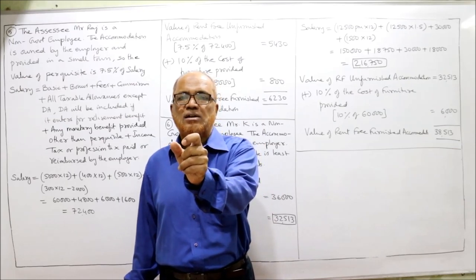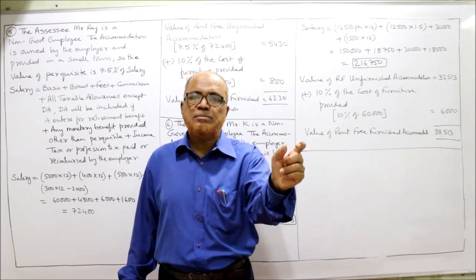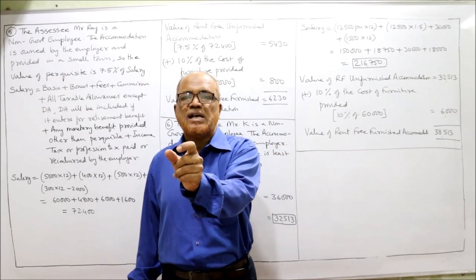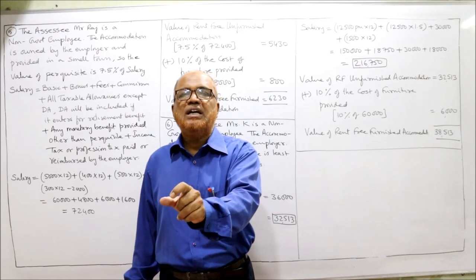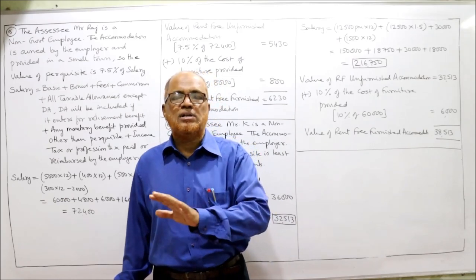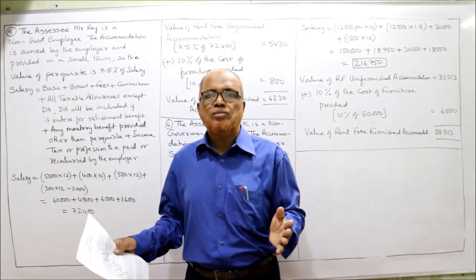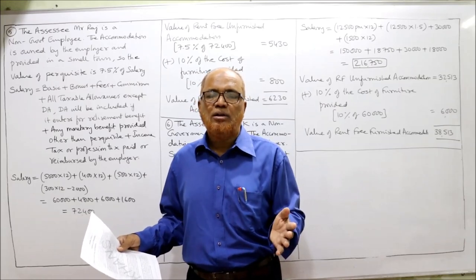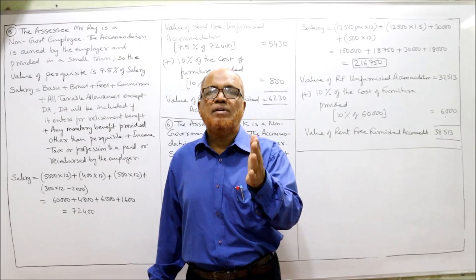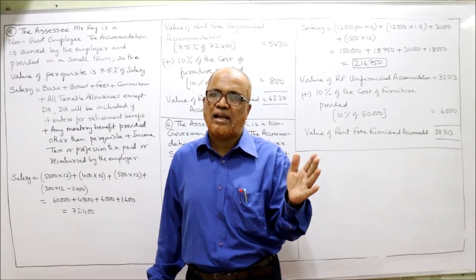If small city, 7.5% of salary is the value of the perquisite. If medium city, 10% of salary is the value of the perquisite. If large city, 15% is the value of the perquisite. That's it. Here it is given small town. Small town means less than 10 lakh population. So value of the perquisite is 7.5% of salary.